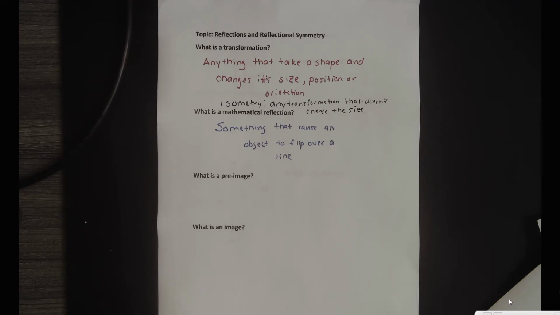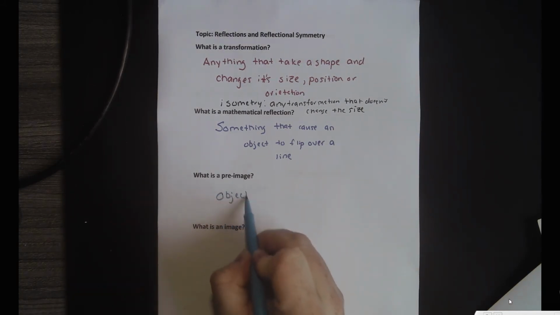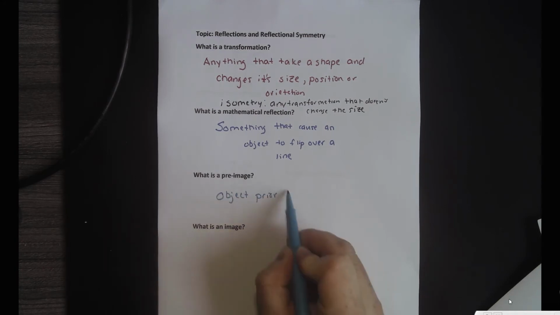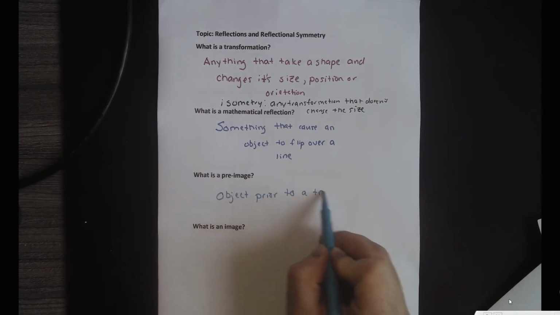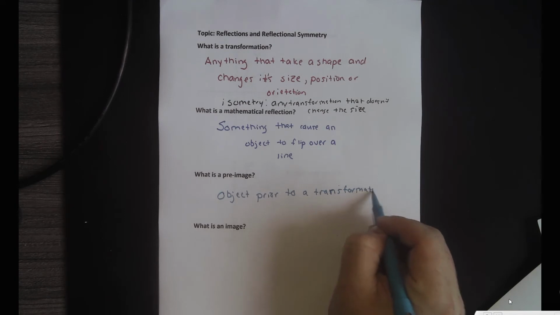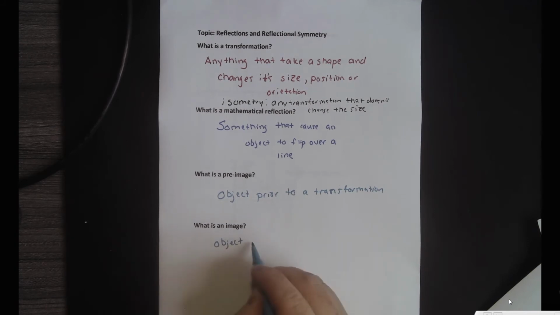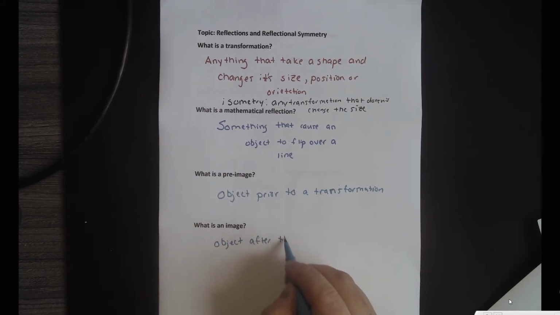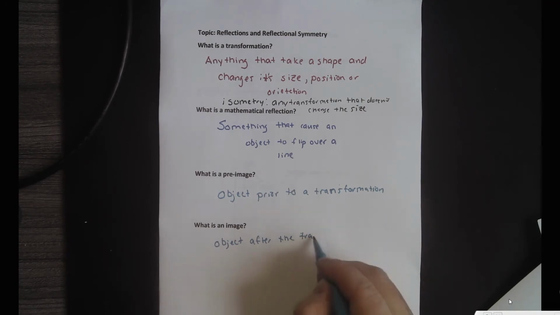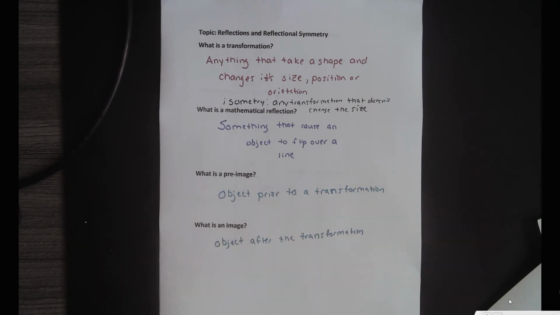Now, a preimage is an object prior to transformation. Let's spell that correctly. Us math teachers and our spelling. And an image is the object after the transformation. Okay, so that's some more basic definitions that we're talking about. So we've got transformation, mathematical reflection, preimage, and image.